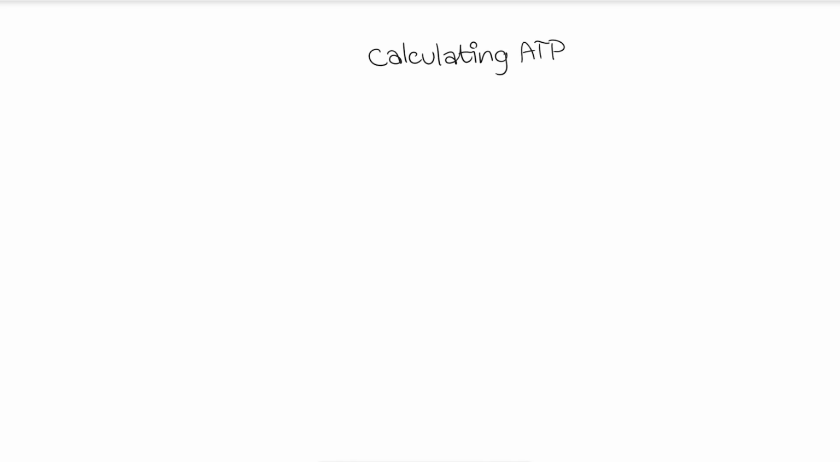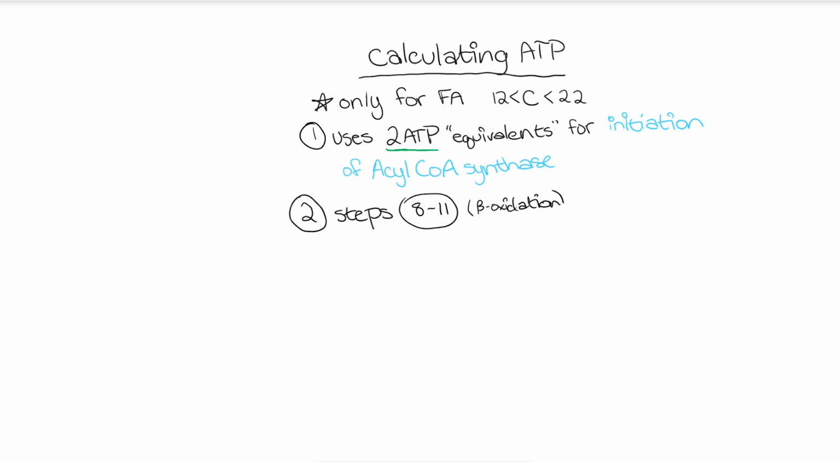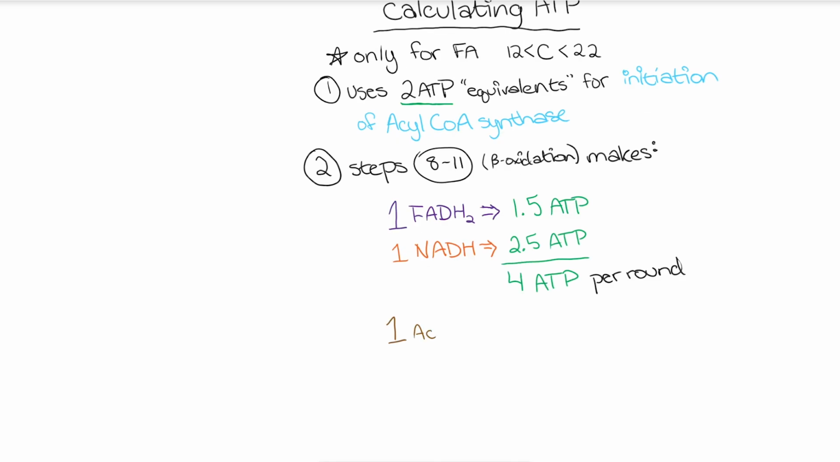Scientists have theorized how much ATP you can make from fatty acid oxidation using a specific kind of math. This math only applies if the fatty acid chain has between 12 and 22 carbons in it. Before you even start oxidation, you've got to use 2 ATP equivalents for the initiation. At the end of beta oxidation, you're going to have 1 FADH2, which by biomath means you're going to make 1.5 ATP. You're going to have 1 NADH, which by biomath makes 2.5 ATP, for a total of about 4 ATP per round of beta oxidation.